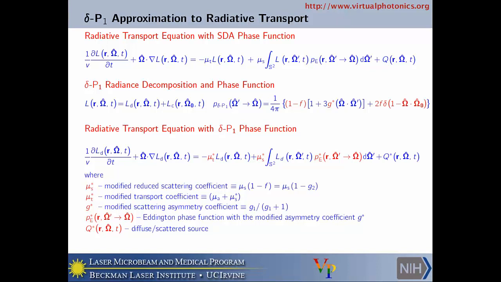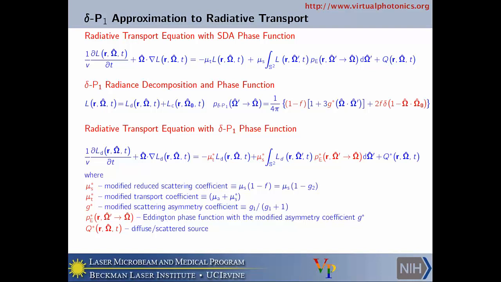And it's the same equation, except that your coefficients are slightly modified. So your mu t gets modified to something called mu t star. Mu s is replaced by mu s star. And your Eddington phase function is the same Eddington phase function, but it has a reduced value of g. It becomes g star.